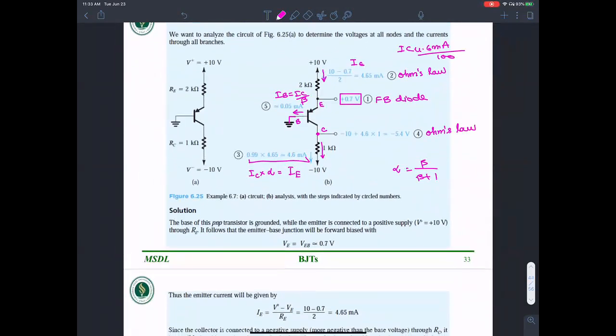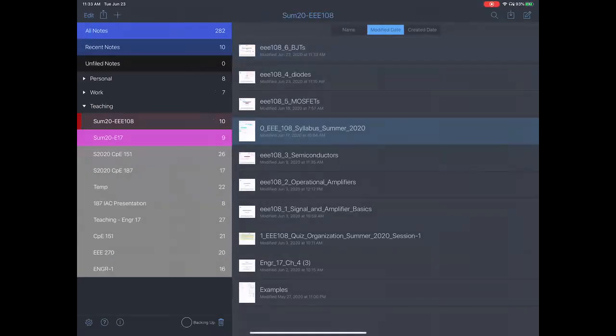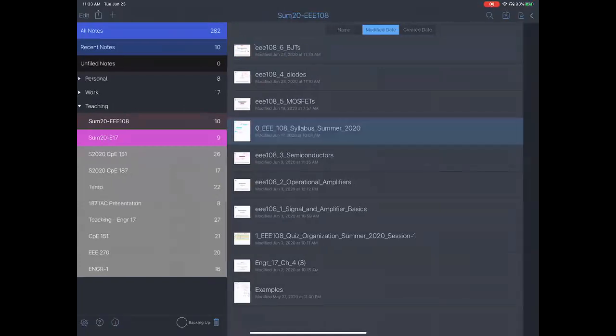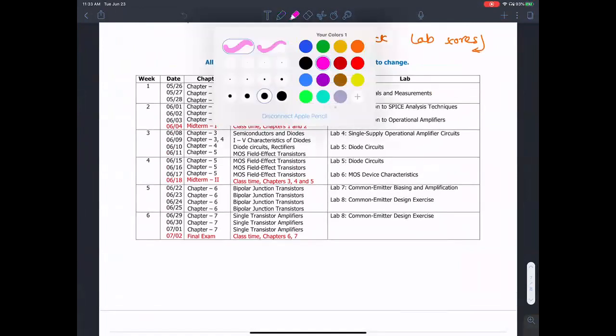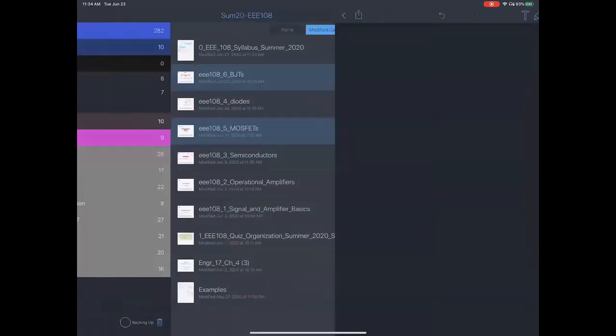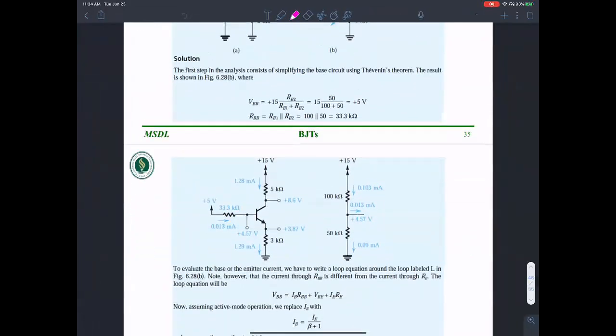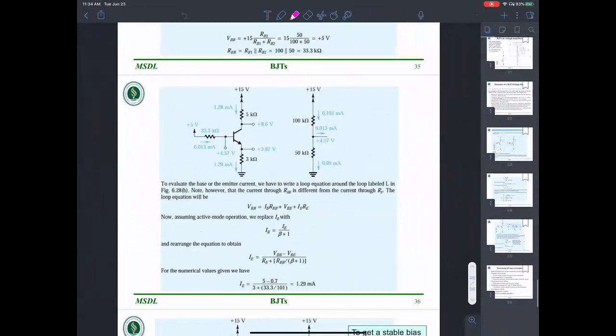All right, I want to stop here and take stock of where we are and where we need to be. If only I can find the syllabus. Today is the 23rd, and I'm supposed to be talking about bipolar junction transistors. Good, so we are on pace to finishing bipolar junction transistors. Hopefully, how many pages do I have more? A few more pages.